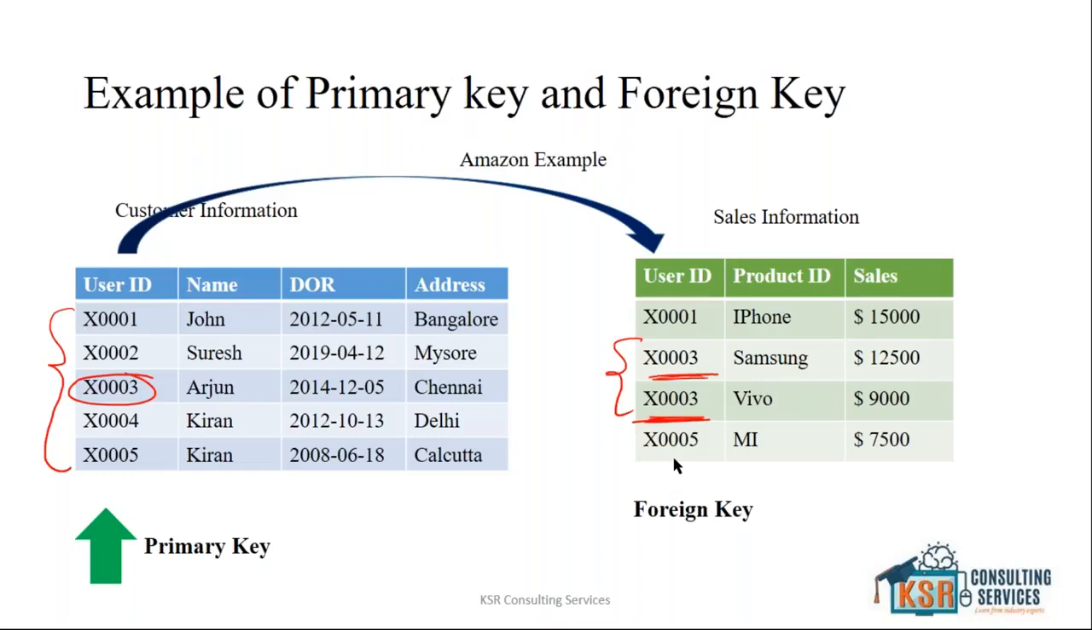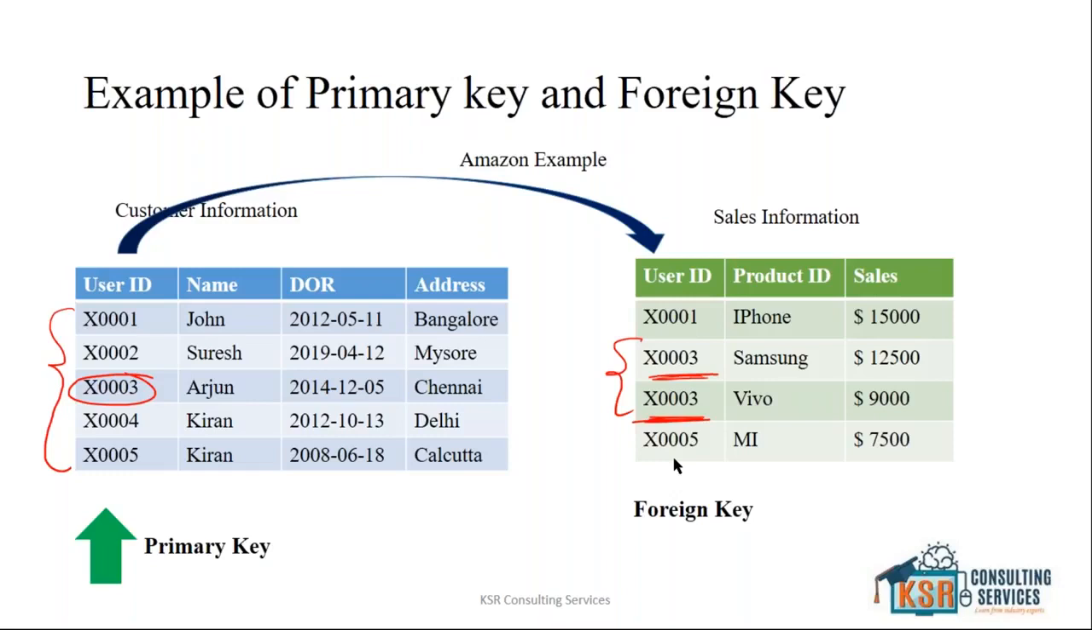Primary key and parent key is same. User IDs are same. We are referring to different tables with the same user ID, the same data or same column name between the two tables. Yeah, that is what the link is. From this user ID to that user ID, I've created a link. That is what a primary key and foreign key.